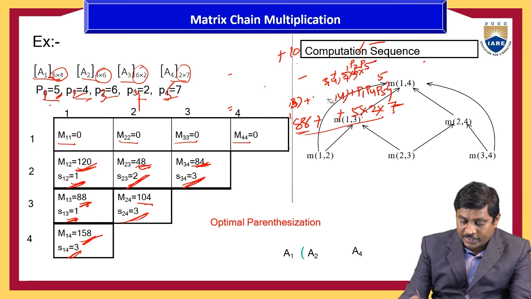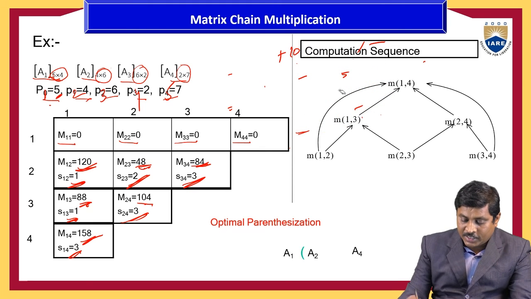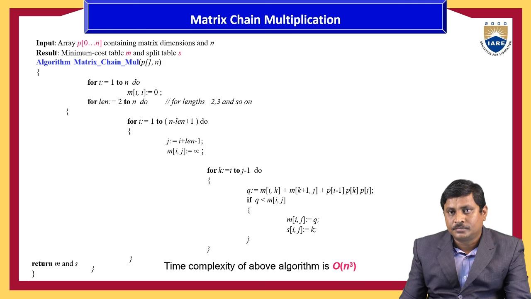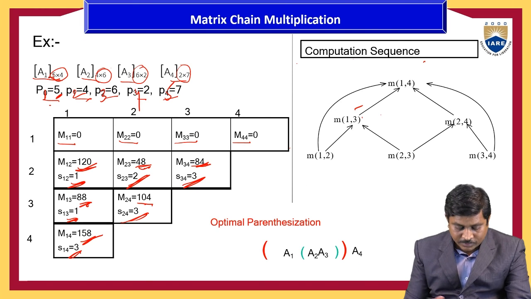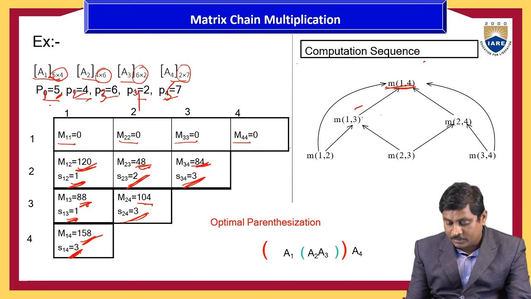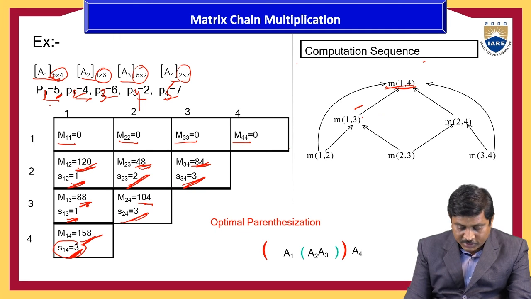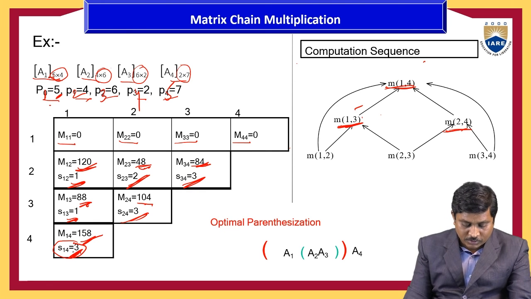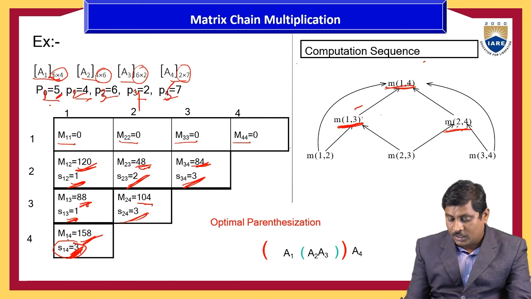Now from this, how to find the multiplication value, in which order we multiply that matrix. Here we see that M14, here 3 means 3, 4 is separate. Here this value is 3. So M14 is divided into M13, 1, 2, 3 and 2, 4.